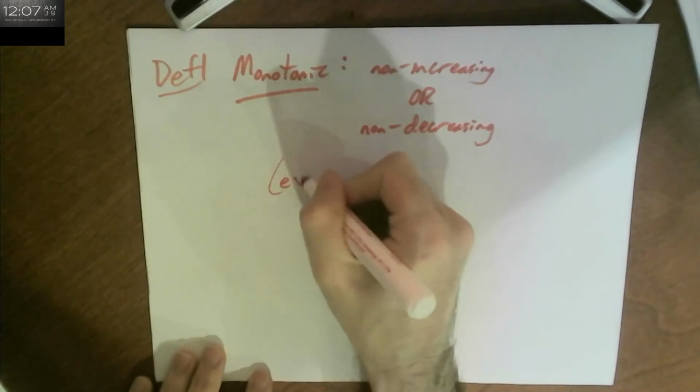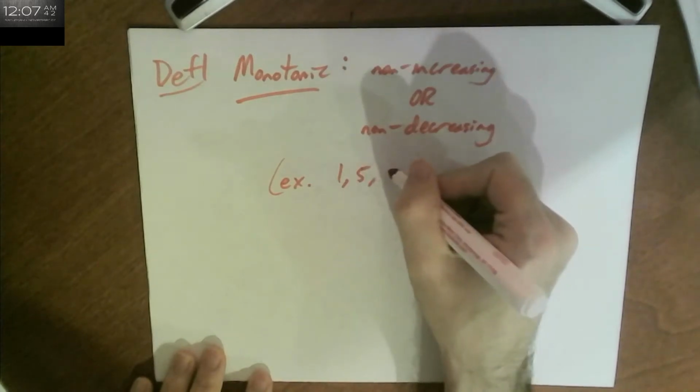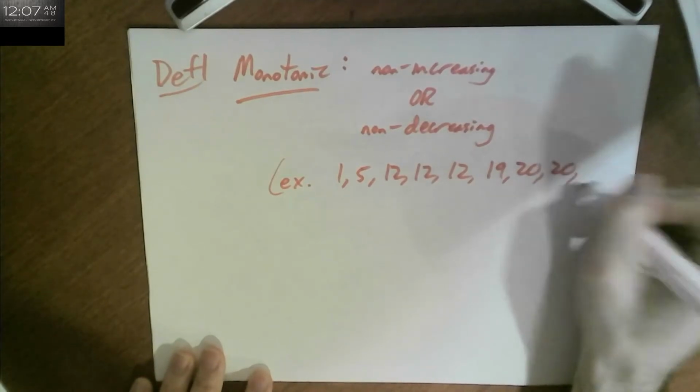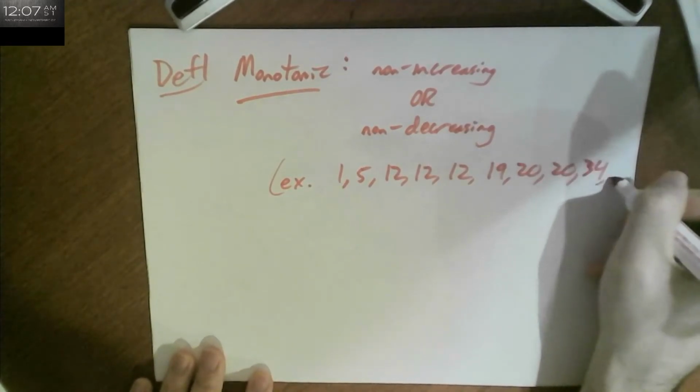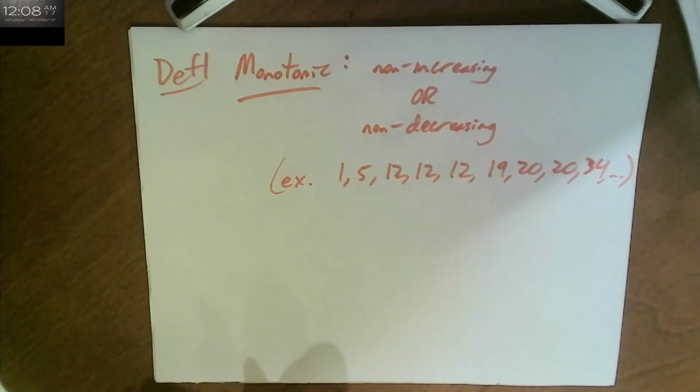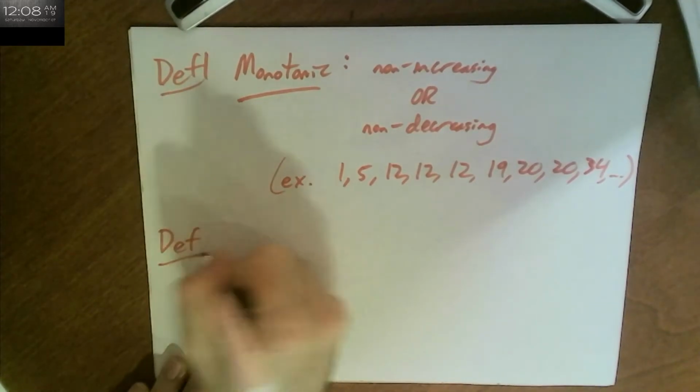For example, 1, 5, 12, 12, 12, 19, 20, 20, 34. This is a non-decreasing sequence, but it is not an increasing sequence, right? Non-decreasing, yes. Increasing, no. This is, therefore, monotonic. Strictly monotonic means increasing or decreasing, for the record, but we don't really care about that. Monotonic.